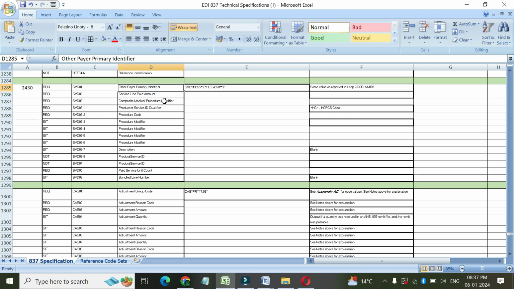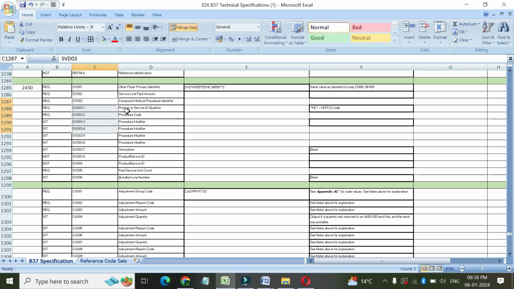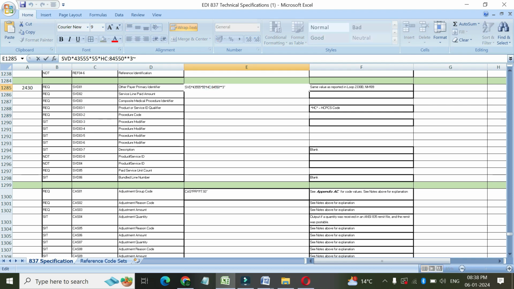The second element of the SVD segment is the actual paid amount. So how much has primary paid on this? In this case, it is $55. SVD3 is again a composite element and it basically contains the procedure code. So this HC is the qualifier for HCPCS codes and this is the actual procedure code 84550.